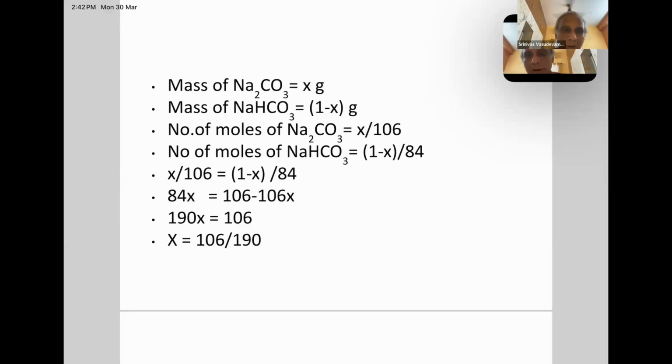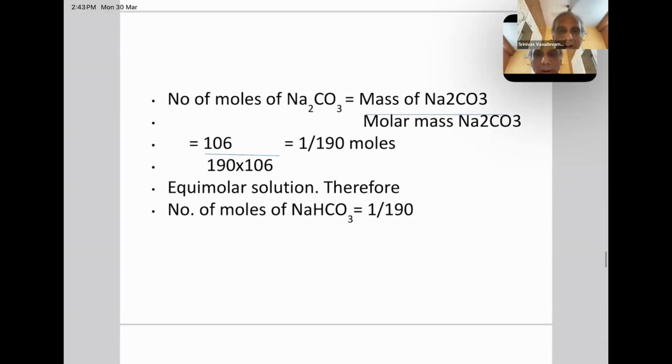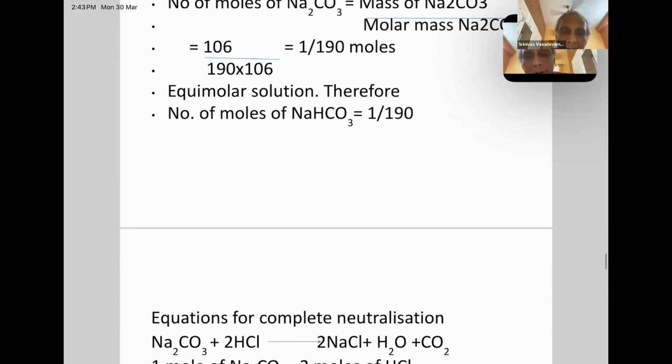X equal to 106 by 190, which is the mass of sodium carbonate. Number of moles of sodium carbonate is mass by molecular mass. So 106 by 190 into 1 by 106, which is 1 by 190 moles. So I know the number of moles of sodium carbonate is equal to the number of moles of sodium bicarbonate, which is equal to 1 by 190 moles.